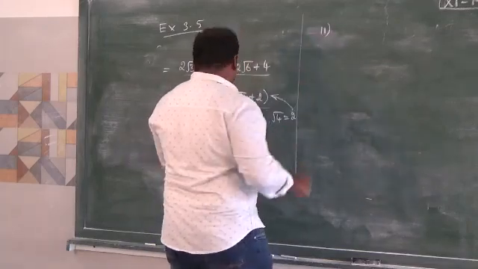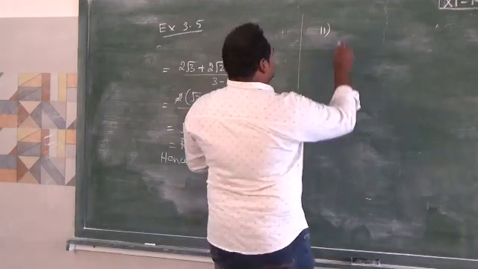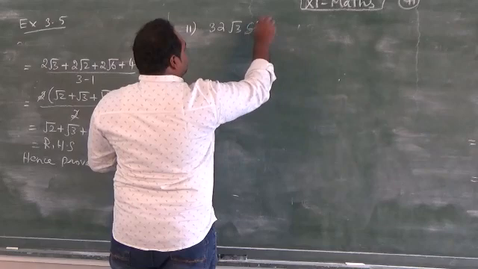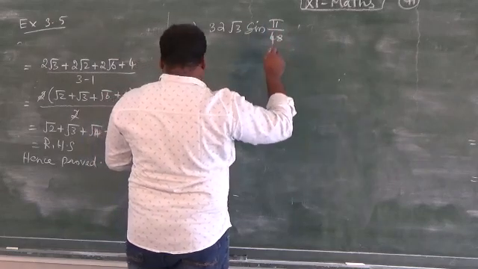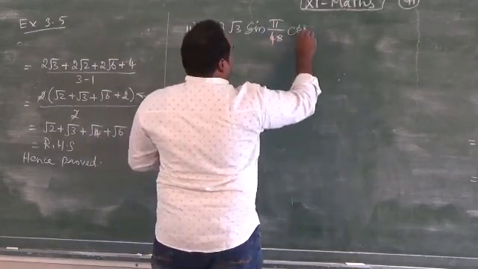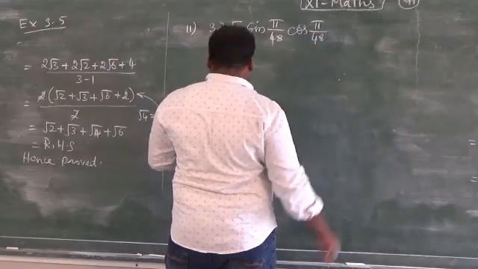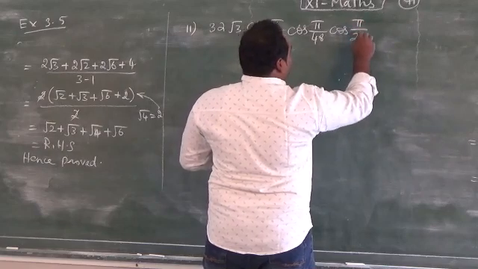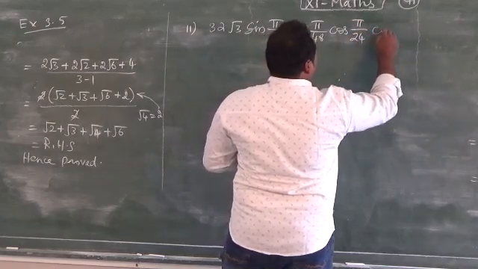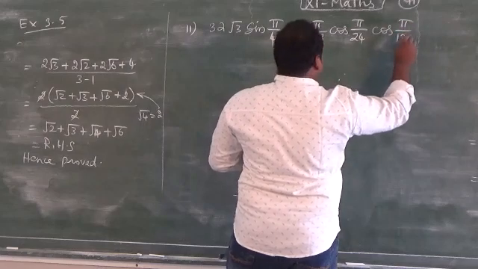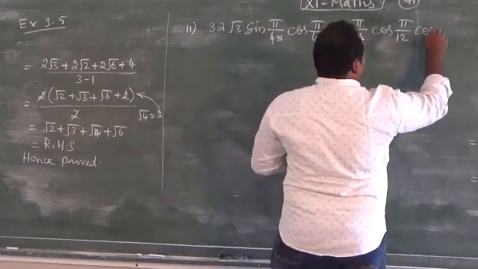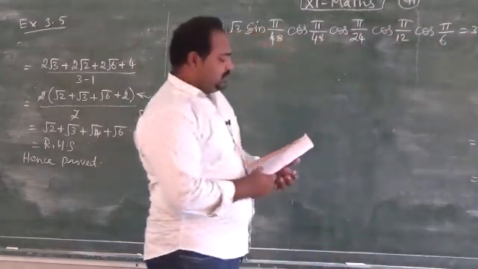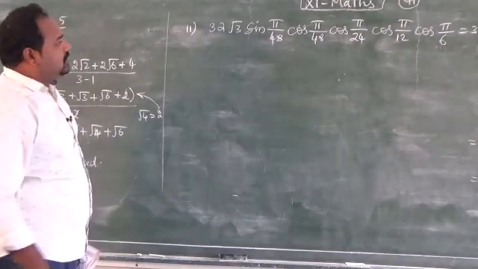Problem number 11. Prove that 32 root 3 sin pi by 48 cos pi by 48 cos pi by 24 cos pi by 12 cos pi by 6 equals 3. So here I am going to prove LHS equal to RHS.